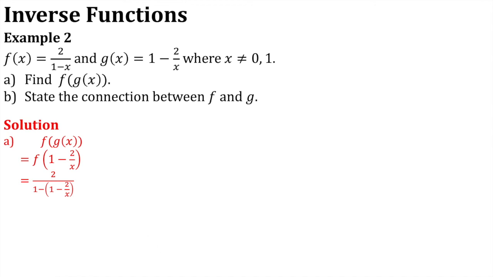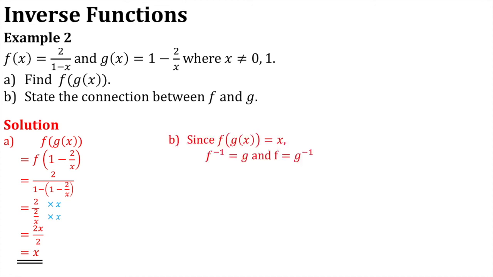Now, if we look at this denominator here, we can simplify that. So we've got 1 minus 1, that gives me 0, and then I've got this negative multiplied by negative 2 over x, so that gives me positive 2 over x on the denominator. It's 2 divided by 2 over x. Now if I multiply both numerator and denominator of the bigger fraction, if you like, by x, that leaves me with 2x over 2. It eliminates the fraction within the fraction, and I am left with x there. So I've found f of g of x, that's equal to x.